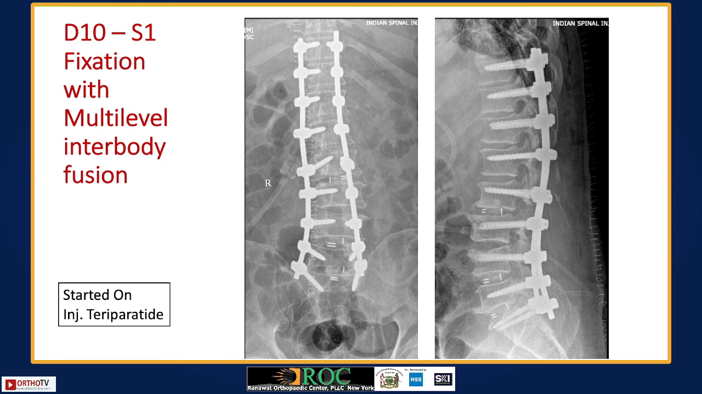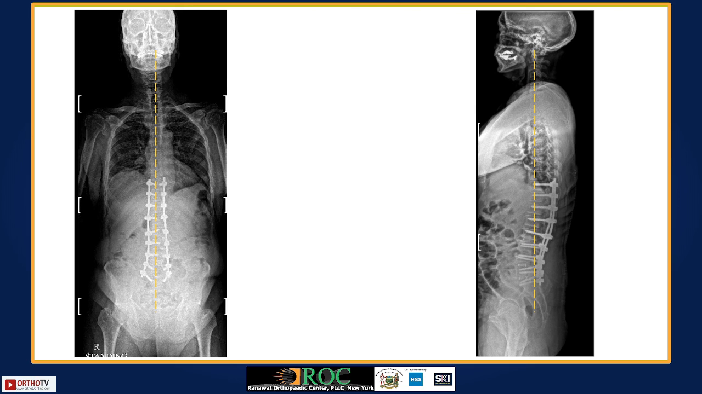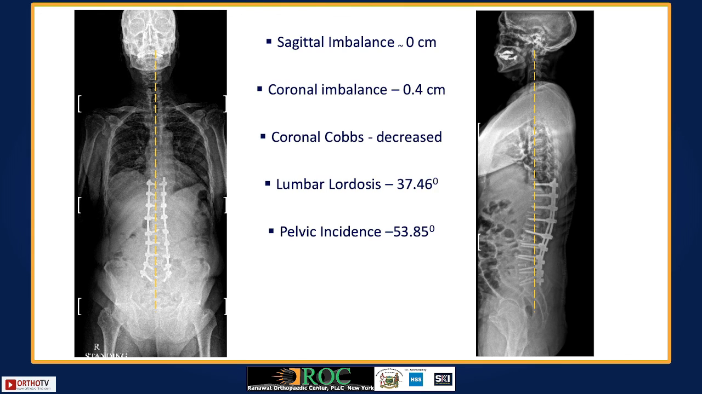So what I did is a long T10 to S1 fixation. I didn't use iliac screws because iliac screws do come with their own issues. I took the bait and stuck to S1 screws only. The patient was started on teriparatide immediately post-op. These are his post-op images. We got a fairly good balance back, and the patient is in early post-op, so I don't have a follow-up. But the parameters I thought were reasonably reduced.